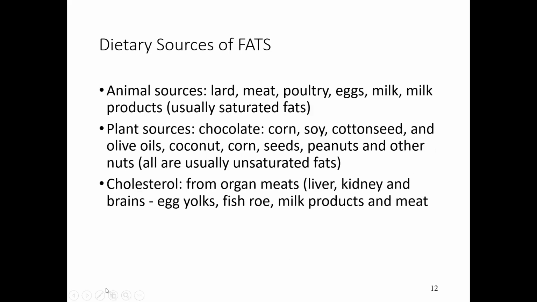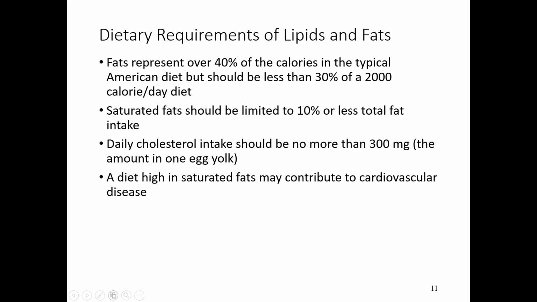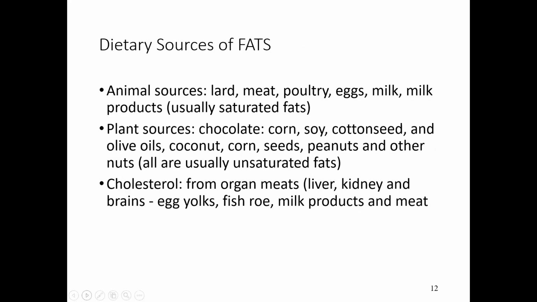Okay. Try to get the right one here. Okay, now, where do we get fat from? Both plant and animal sources.